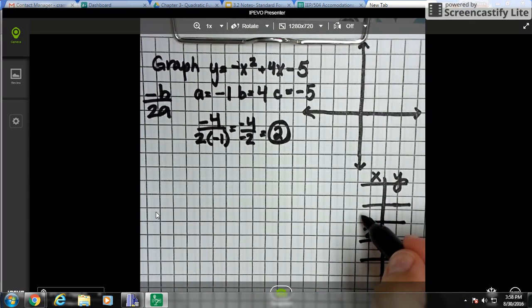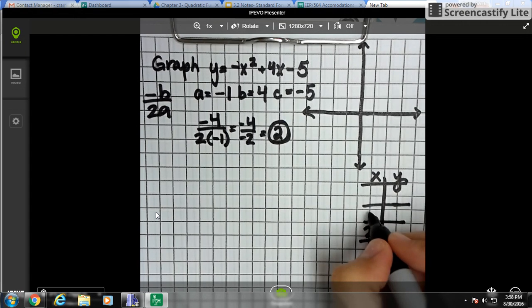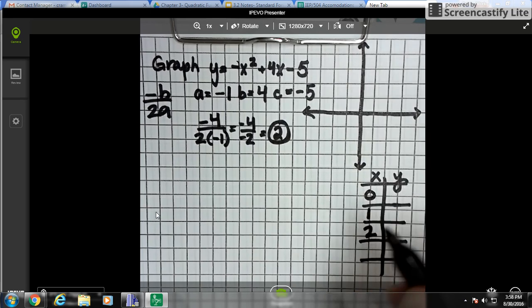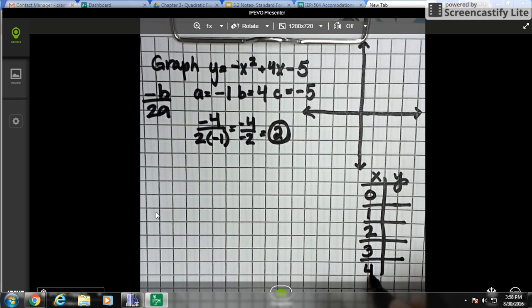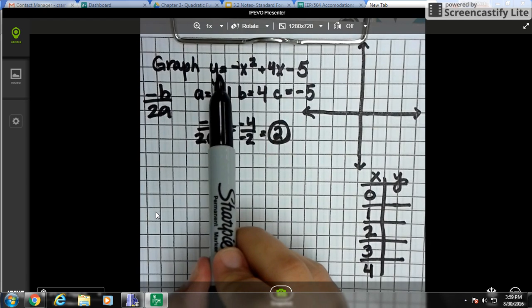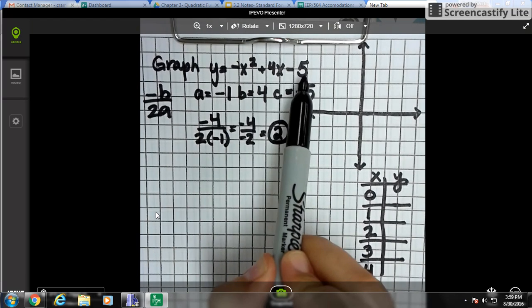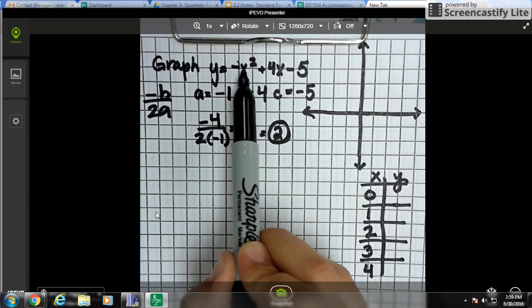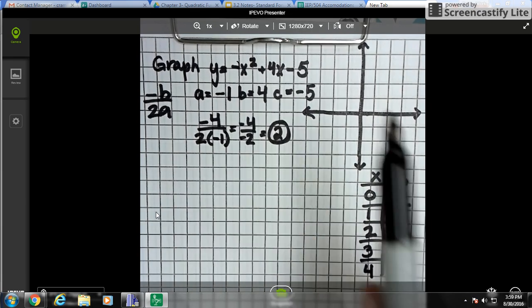So now from there we can go 2 points to the left and 2 points to the right. That would be 1 and 0 and 3 and 4. And now we can plug each of these inputs into our equation to get an output. Now the thing is here, you have to plug it into both x inputs here.